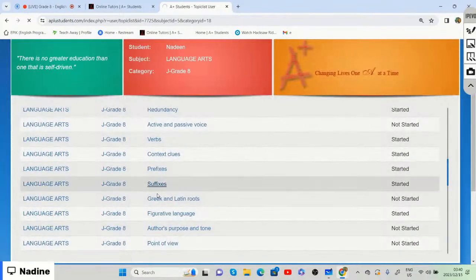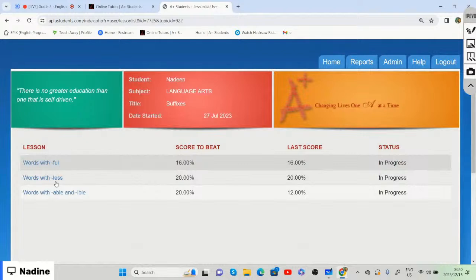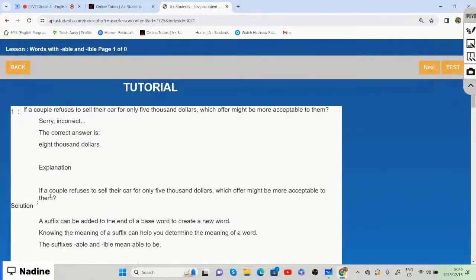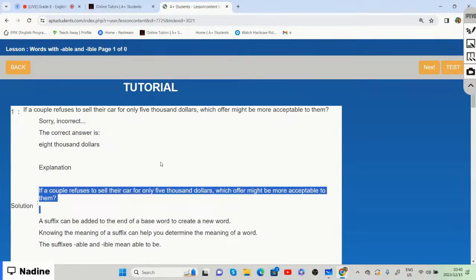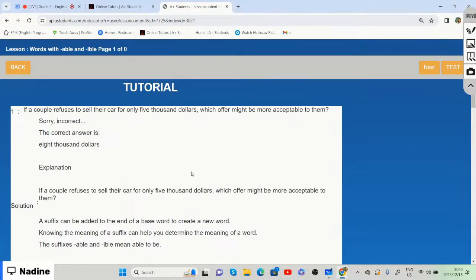Okay. So now we're going into able, right? We also see that a suffix can be added to the end of a base word to create a new word. And knowing the meaning of a suffix can help you to determine the meaning of a word. So able, it's the ability to be, right?